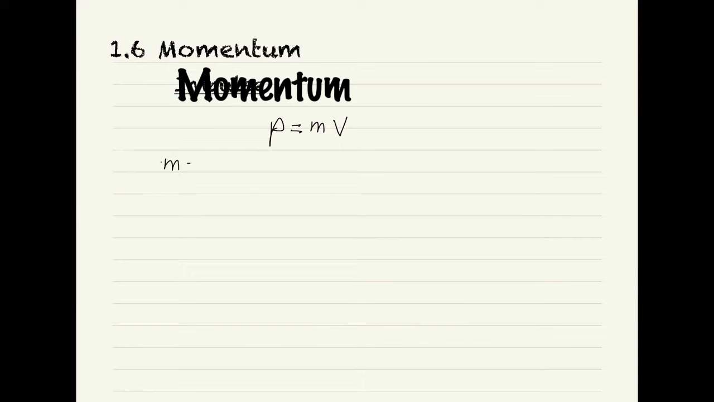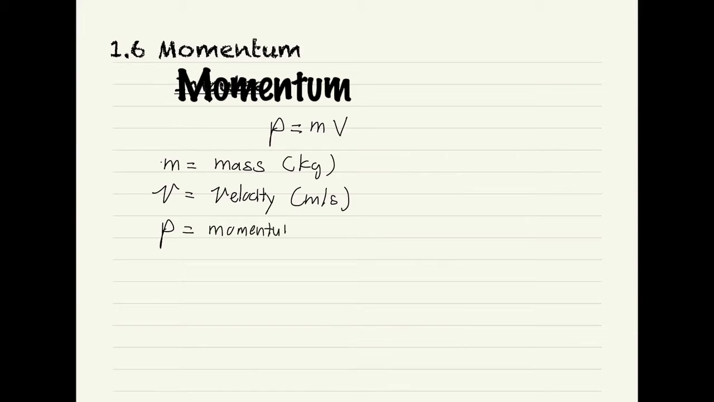Okay, the next one is for momentum and impulse. For the momentum, P equal to mv. M is mass, kg. V is velocity, meter per second. P is momentum, kg meter per second.